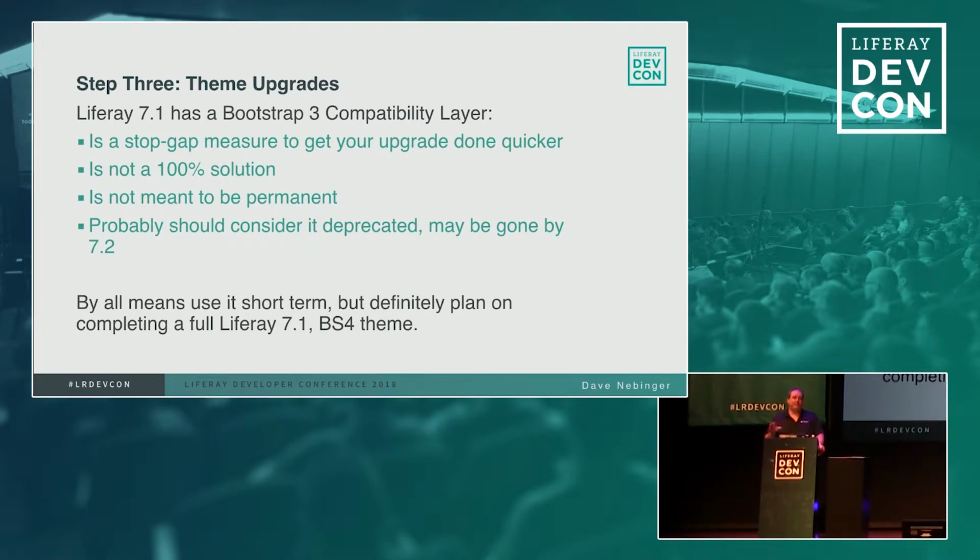Don't plan on it always being in there because it could disappear with the next GA. I know it's in there right now. I have no idea what the plan is for it, but you don't want to sit back and say, oh, I'll be able to use the compatibility layer a year from now because it may not be there. And it's also not a complete solution. It's like 80–90% of a solution, but if you're using an edge case for a UI widget, it may or may not work the way that you expect. So you definitely need to plan on getting your 7.1 theme at some point.